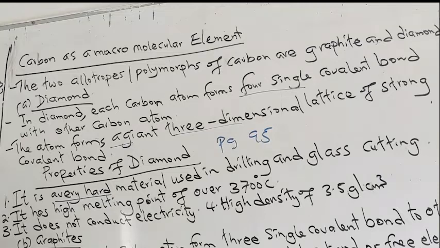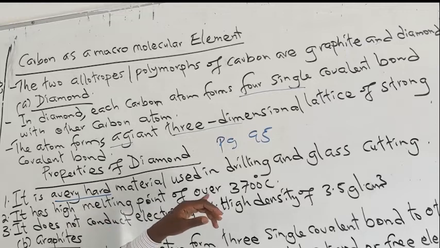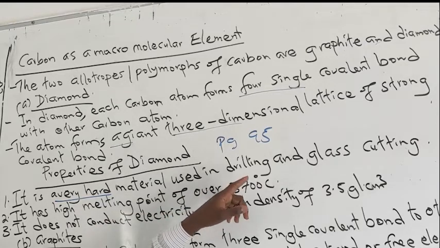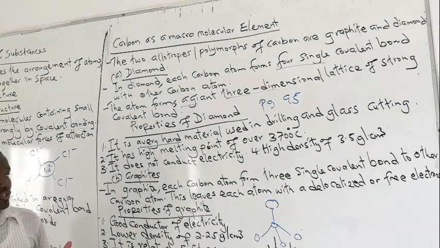Number 2, it has got a high melting point. Since the 4 covalent bonds are very strong, they cannot break very easily. That makes diamond to have a strong covalent bond, and that strong covalent bond will require more heat energy to break. It is estimated that the boiling point of diamond is 3,700 degrees centigrade. As we can see, that amount of energy is very high.